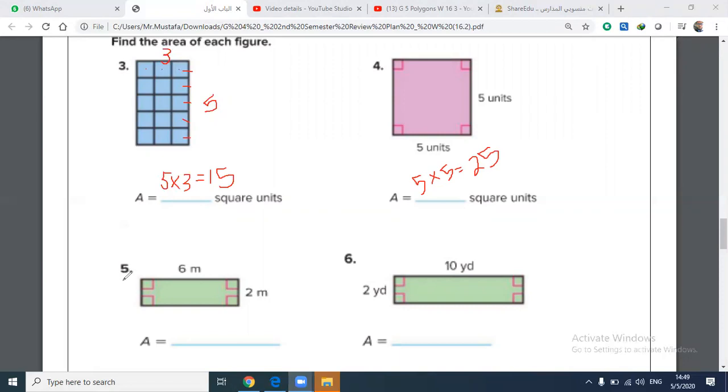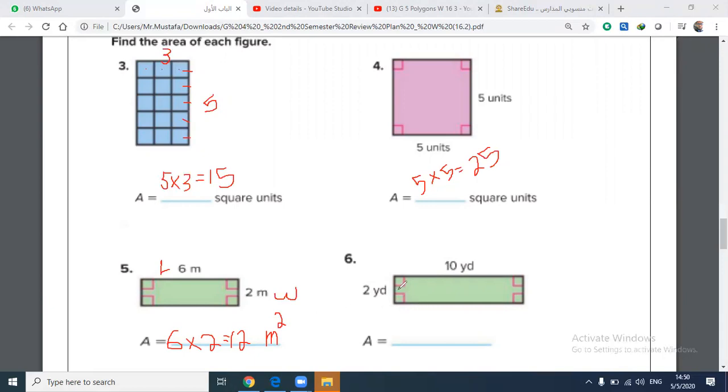Number 5, Muhammad, I have a rectangle. To find its area, just multiply its length, 6, times its width, which is 2. So I multiply 6 times 2 equals what? 12. Yes, but don't forget to write the unit of area. It will be meter squared, square meter, with 2 above it. Write m for meter, and then put 2 above it, meaning square meter or meter squared.